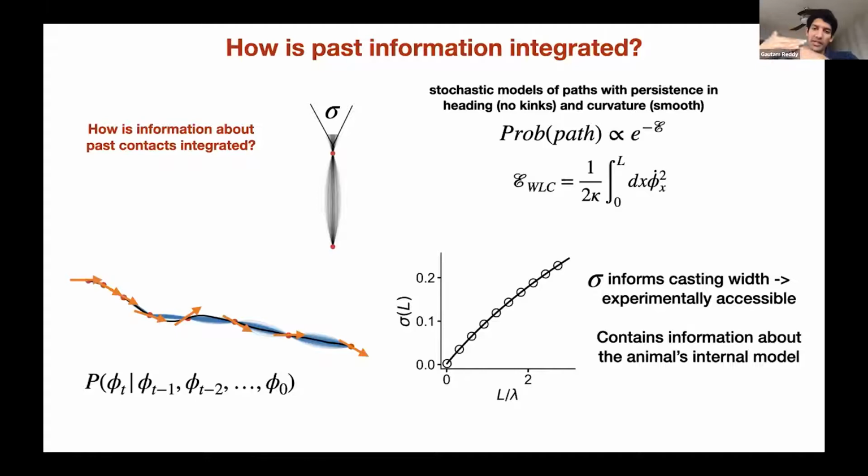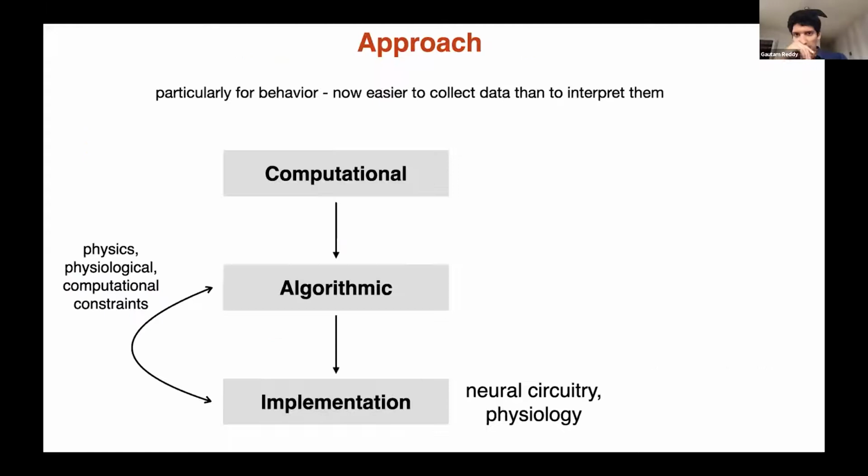And so this is going to inform how the animal behaves, which we can measure experimentally, and this will tell us something about what the animal is actually doing. And I'd like to end by saying a little bit about the general approach here, which I think is relevant for behavior because it's much easier to collect data than to interpret the data.